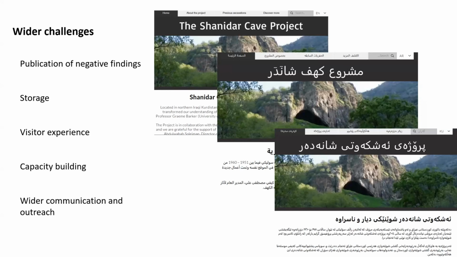Other things that we're in discussion about are things like how we store these remains. They're on loan from the Directorate of Antiquities and Heritage, and they will go back to Kurdistan. So how do we ensure their safety there? And how do we incorporate them into an improved visitor experience? How also do we build capacity in the region? The remains came on loan to Cambridge. It would have been wonderful if they could stay in Kurdistan. And I've mentioned as well the wider communication and outreach, and that's something that we want to continue with updates. So we need time to work on the website.